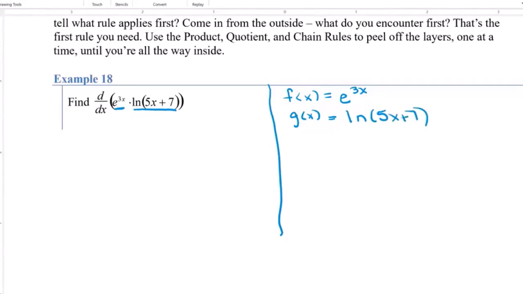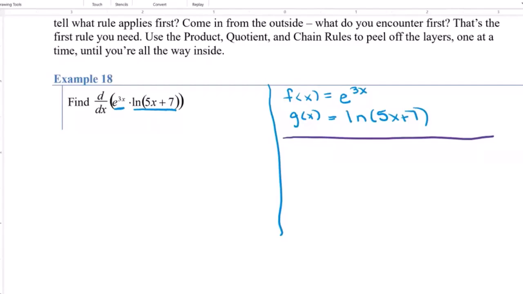I need f prime of x, and I need g prime of x. But I don't like this notation because I don't know what the derivative of e to the 3x is, because there's some chain rule involved that I'm not sure what I'm doing with it. So let's try to do this.